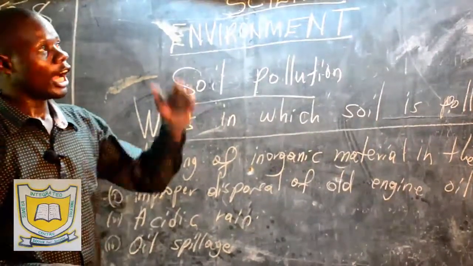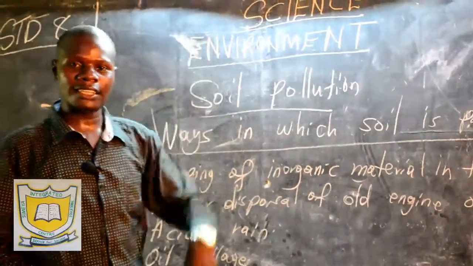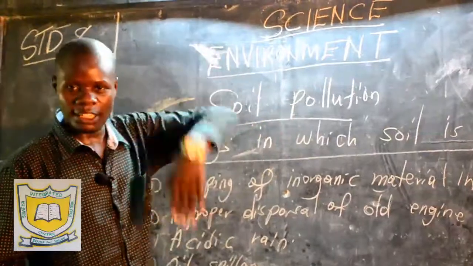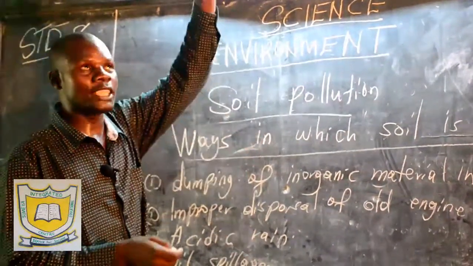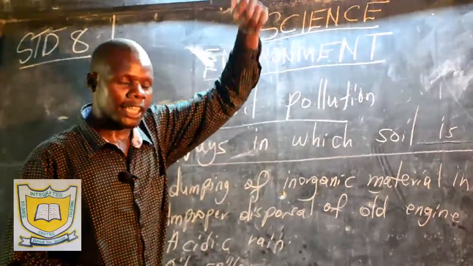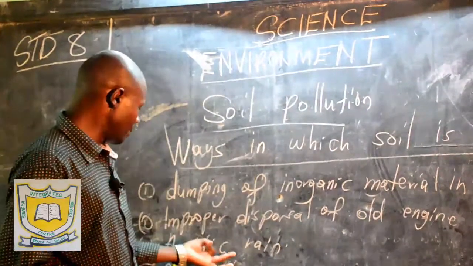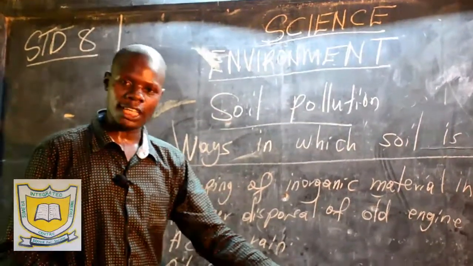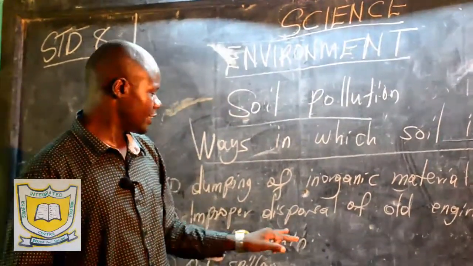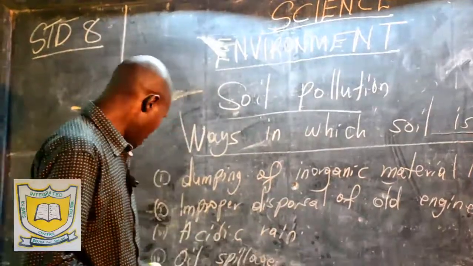Acidic rain. When it rains, you understand there are different gases in the atmosphere. As that water drops, it collides with the air, and then the rain becomes acidic. As it enters the soil, it also makes that soil become acidic, and it affects its fertility.